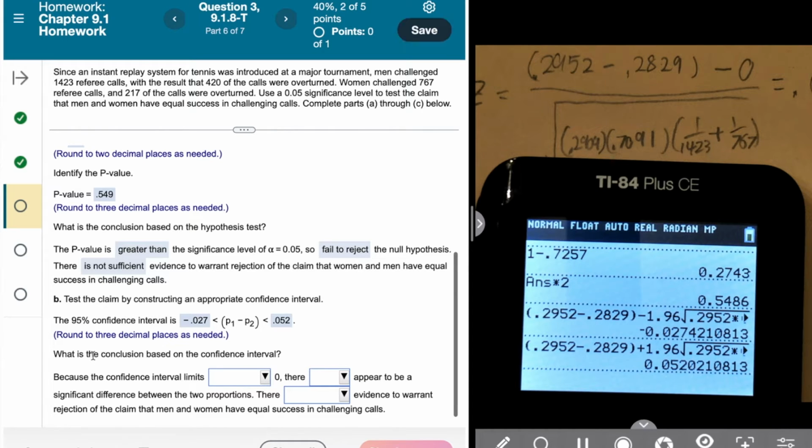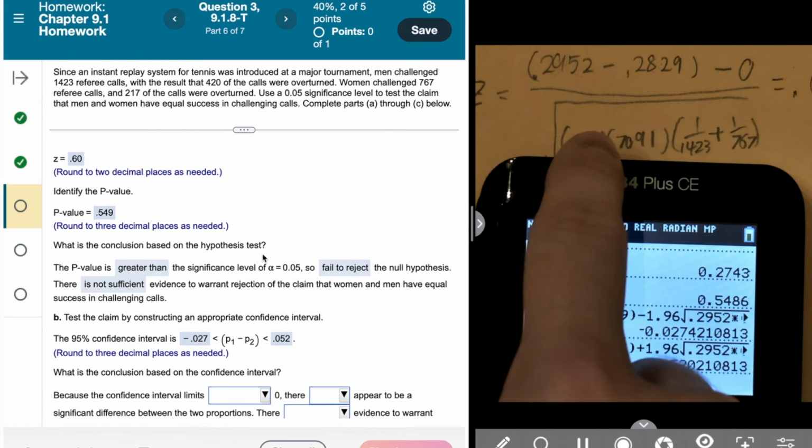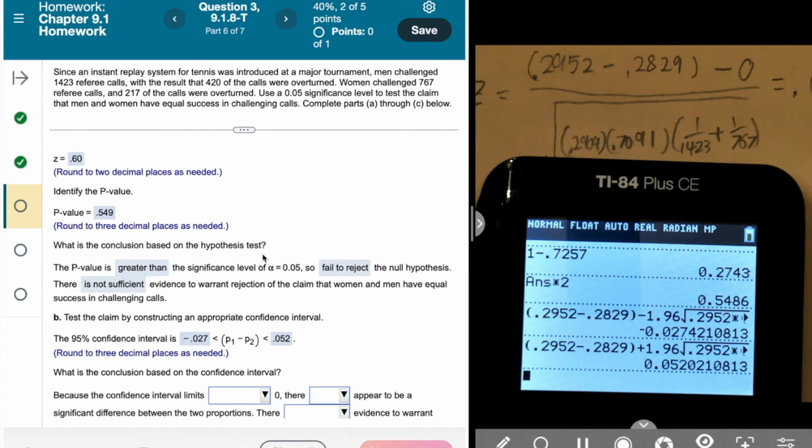Now, it says, what conclusion can we make based on the confidence interval? And so, although a confidence interval and a test statistic are doing different things, one's using a P of C, one's using only the sample data, they are ultimately still both trying to infer about the main population.